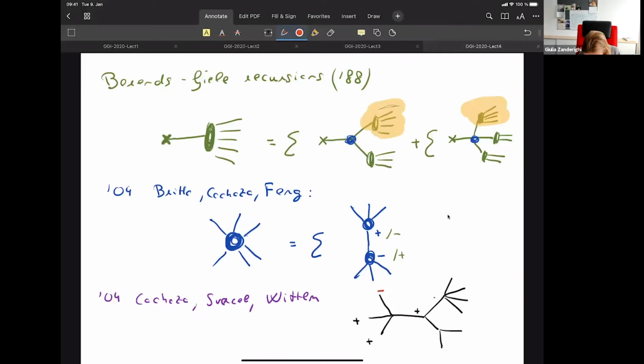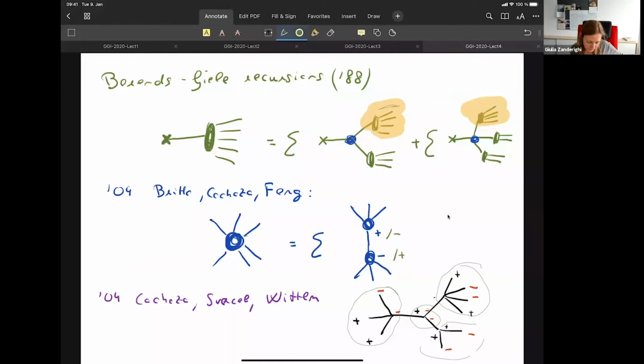So maximal helicity violating means that you always have two gluons with an opposite helicity compared to all the other ones. So in all the amplitudes that enter here, you always have two minuses and all the others are plus. So if you look at this one, this is an MHV amplitude. This is also an MHV amplitude. This is also an MHV amplitude, and so on. So this was also something that was suggested.